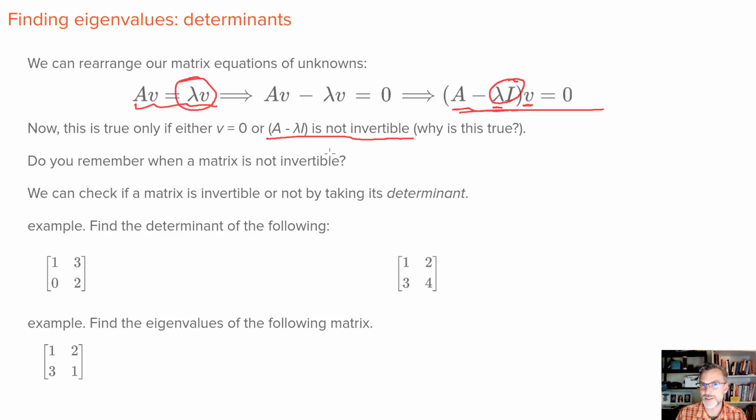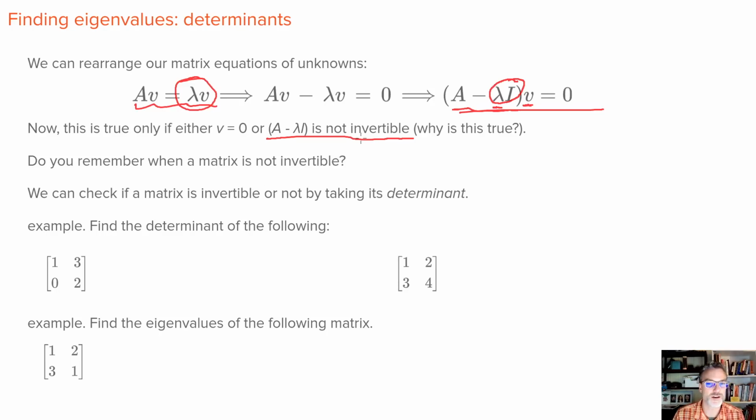And what that means, if you think back to the videos on invertibility, remember what it means to have an inverse, that we can multiply both sides of an equation with that. It's kind of like the division, the analog of division. But you remember when a matrix is not invertible?